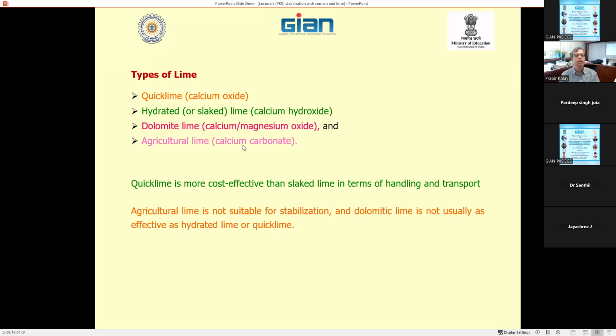Sometimes lime is also used because when we add lime to clay, it generates heat. Instead of actual stabilization, it can be used as a modifier just to reduce the water content of the clay. Quicklime is more effective than slaked lime in terms of handling and transport. Agricultural lime is not suitable for stabilization. Dolomite lime is not usually as effective as hydrated lime or quicklime.